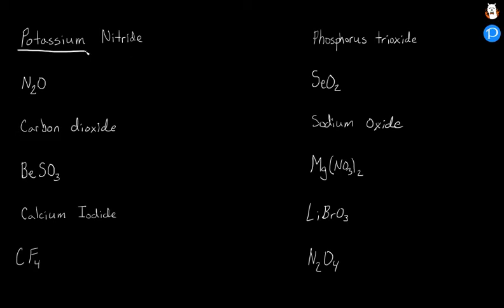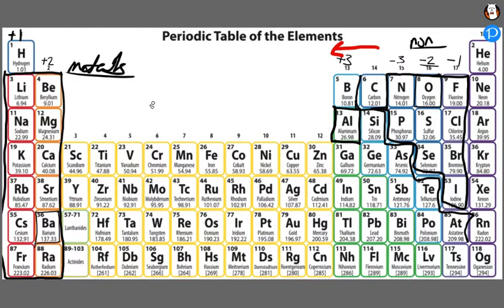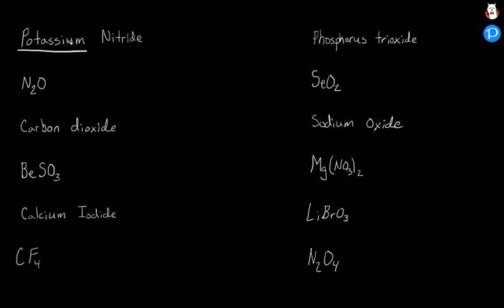I noticed that it's got potassium. Potassium is on the left-hand side, which means it is a metal. So I know that since it's a metal, this is ionic. So I have to use the rules for ionic compounds. So that means I got to balance charges.